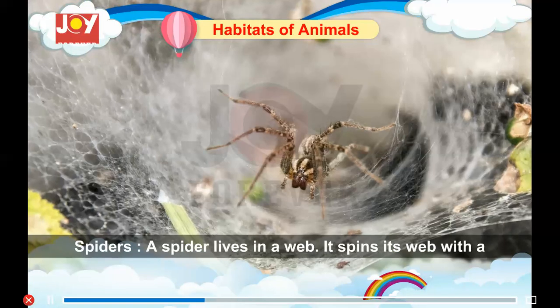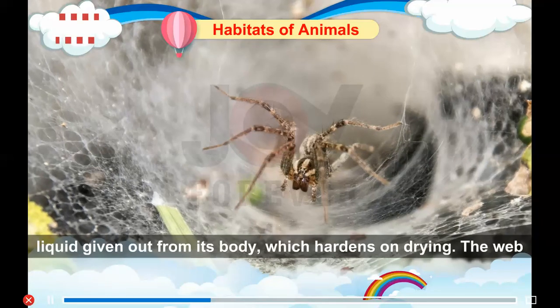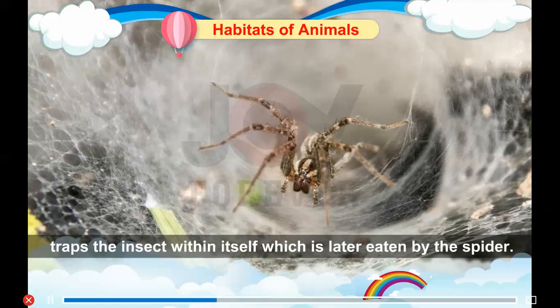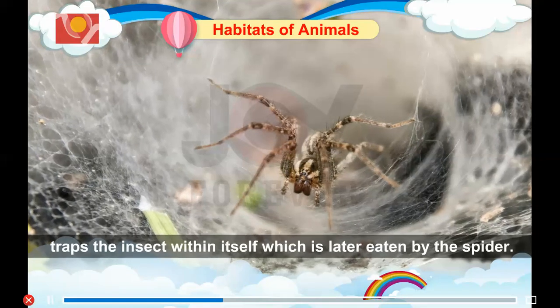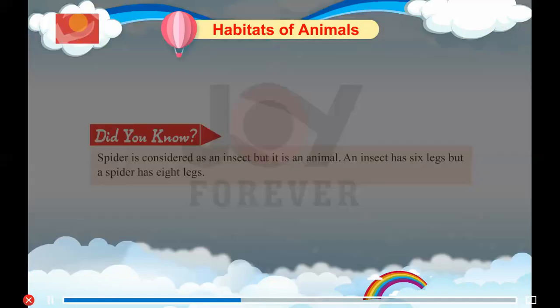Spiders. A spider lives in a web. It spins its web with a liquid given out from its body, which hardens on drying. The web traps the insect within itself, which is later eaten by the spider. Did you know? Spider is considered as an insect, but it is an animal. An insect has 6 legs, but a spider has 8 legs.